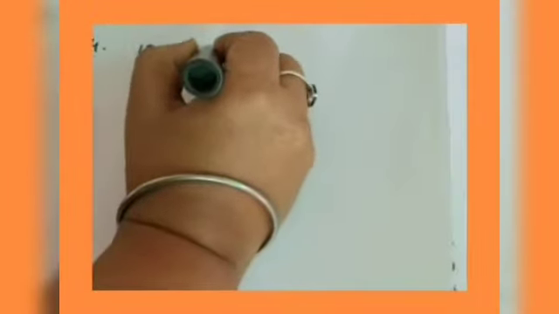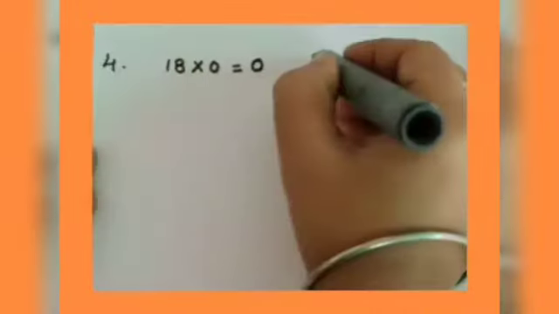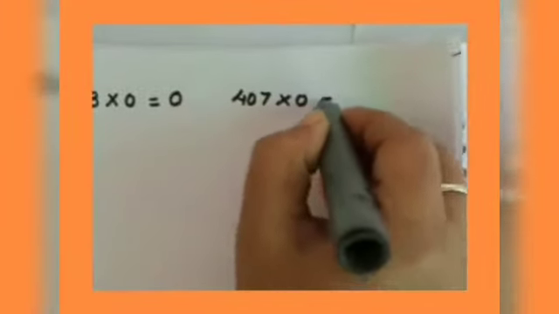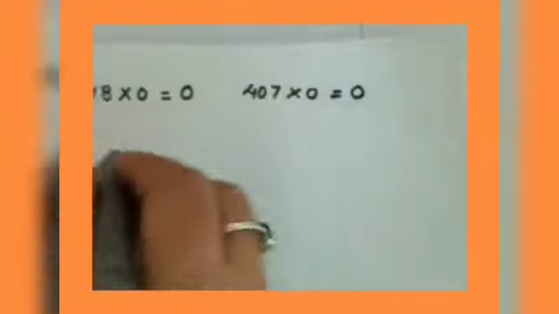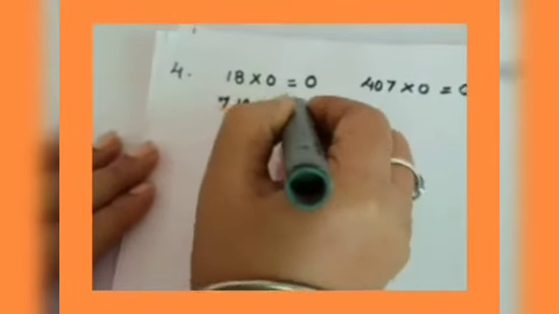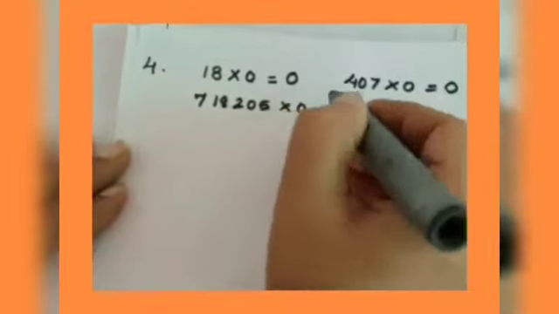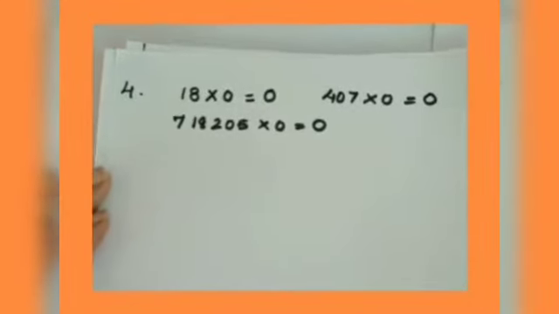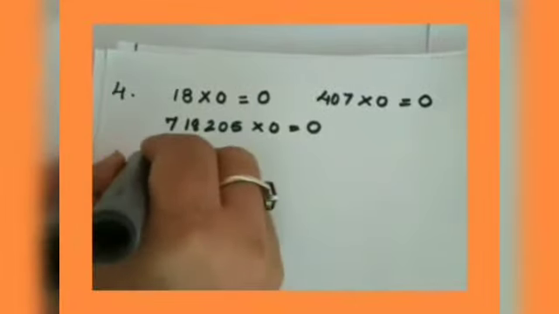Now children, we are going to study the fourth property. When we multiply any number by 0, what will be the product? If I say multiply 18 by 0, the product will be 0. Suppose I multiply a 3-digit number, say 407 by 0, then also the product will be 0. If I multiply 7,18,205 by 0, again the product will be 0. So what do you understand from this? That the product of a number and 0 is 0.